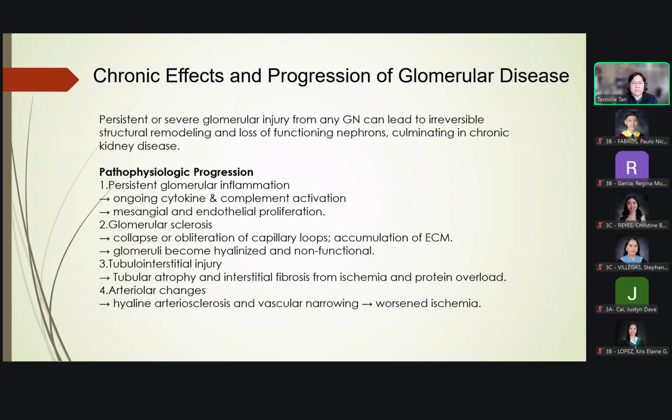You can also have, at the same time, tubulointerstitial injury. So you can have tubular atrophy and interstitial fibrosis from ischemia and protein overload, and eventually arteriolar changes. So you can have hyaline arteriosclerosis and vascular narrowing, causing worsening of the ischemia.